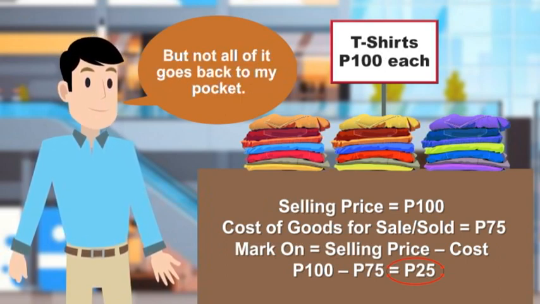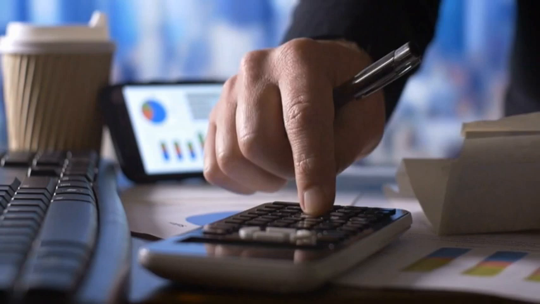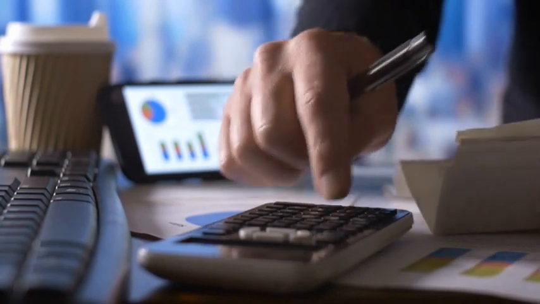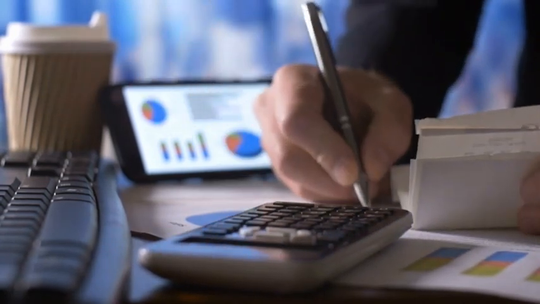Will the whole 25 pesos go to him as his personal profit? No. Remember that there are 3 basic expenses that must be considered: the selling cost, operational cost, and owner's profit. Only after he has allotted an amount to cover the selling and operational costs can he take whatever's left as the owner's profit. How big should a mark-on be?